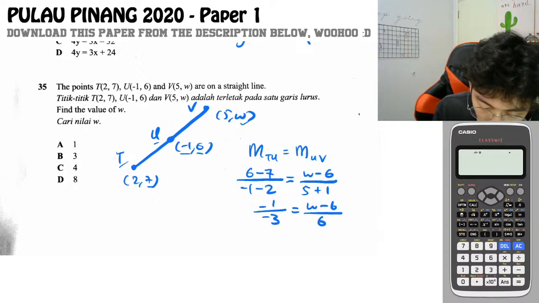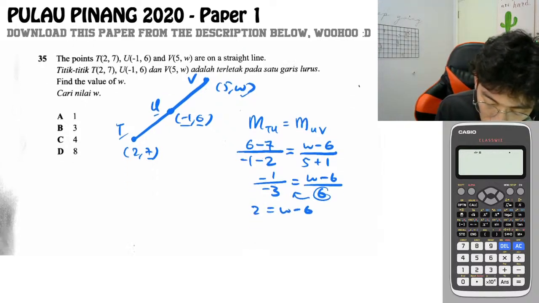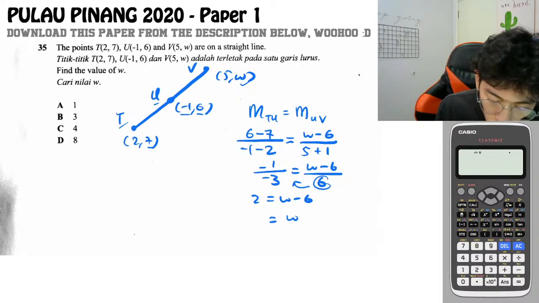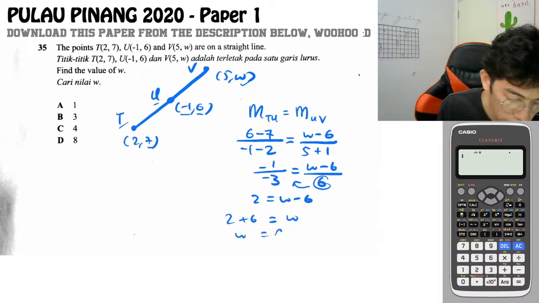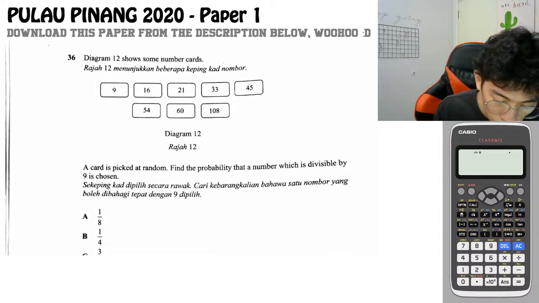So do the normal things. Bring over, you get 1 over 3 times 6, 2 equals W minus 6. So W equals 2 plus 6, W equals 8. Next. Okay, same gradient, that's why I can do that.